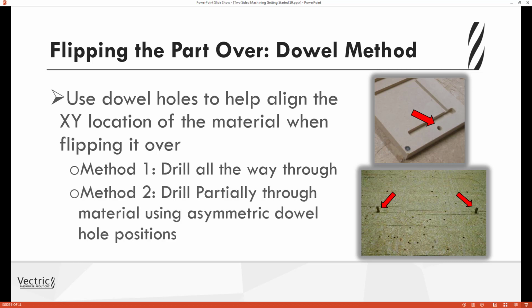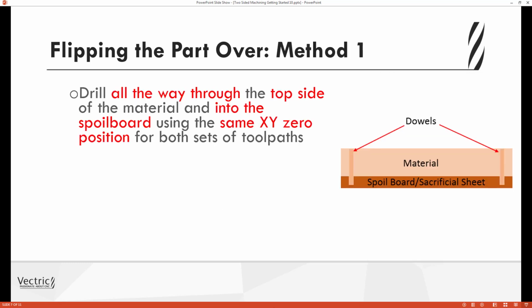Method 2 is to drill partially through the material using asymmetric dowel hole positions. So let's have a look at both of these methods. So method 1. When you're cutting the top side of your job, you'll want to machine all the way through the part and into the spoil board and use the same XY0 position for both sets of toolpaths.